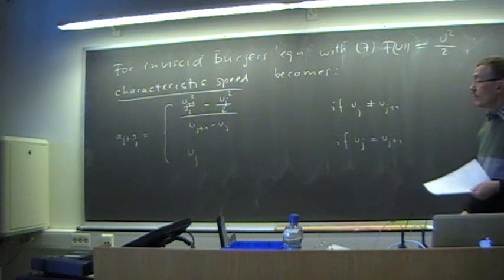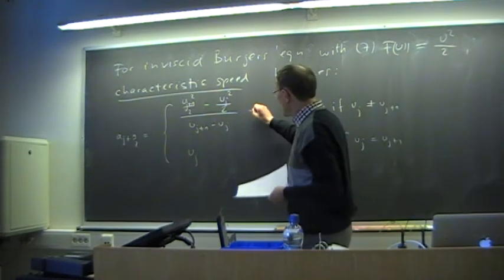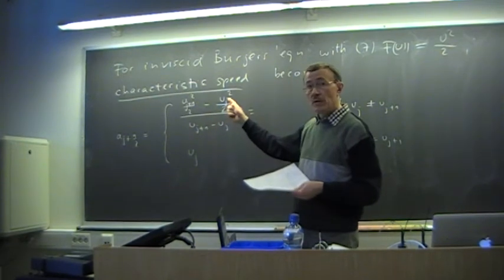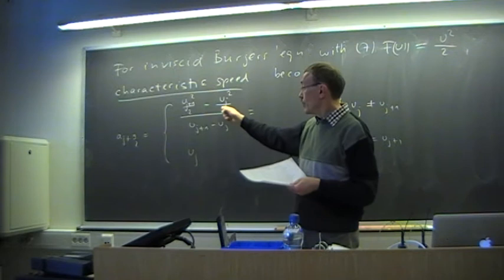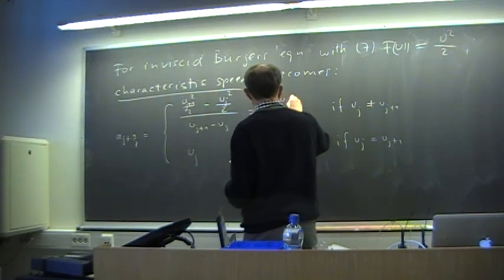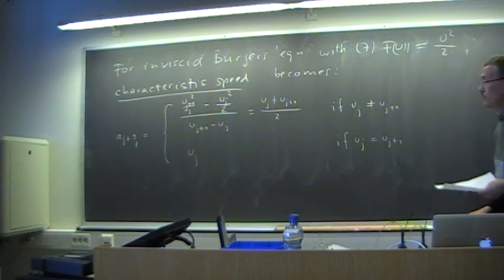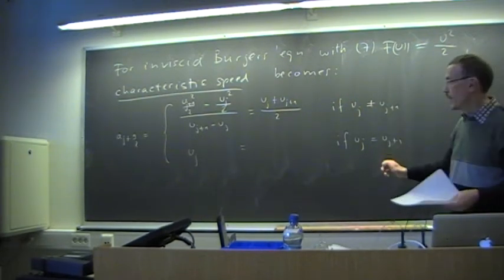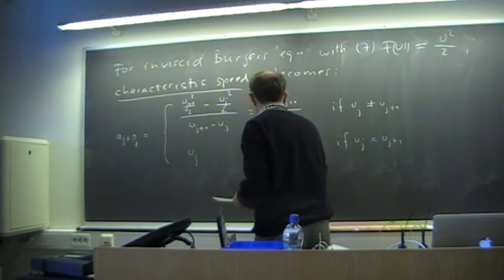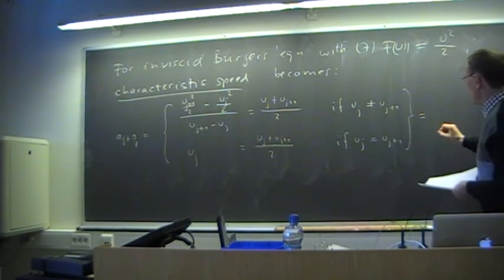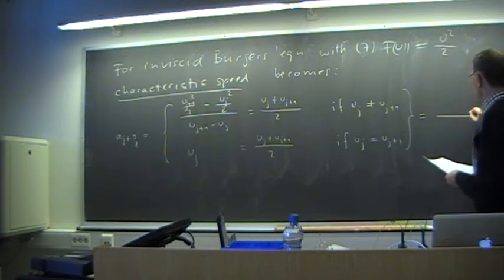But now you see here something that makes things easy. We can take out the 1/2. Then we have here uj plus 1 minus uj times uj plus 1 plus uj. So the third binomial formula. So we get by this uj plus uj plus 1 over 2. And if they are equal, we can also write this in this form, uj plus uj plus 1 over 2. If they are equal, it's the same. So that means the characteristic speed for the inviscid Burgers equation becomes simply the average, uj plus uj plus 1 over 2.